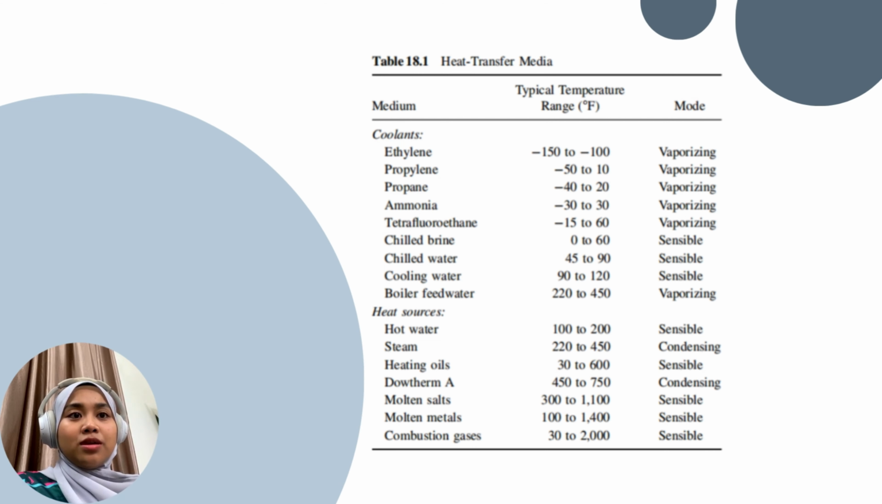Next, this table shows the common types of heat transfer media and their typical temperature range of application. So basically, this table is important because it helps us to choose the most suitable heating or cooling medium based on the required process temperature.